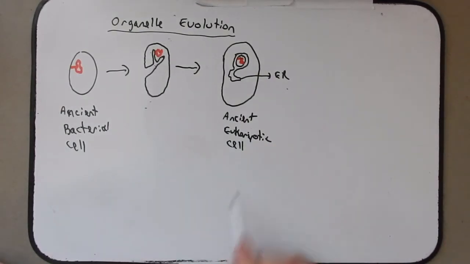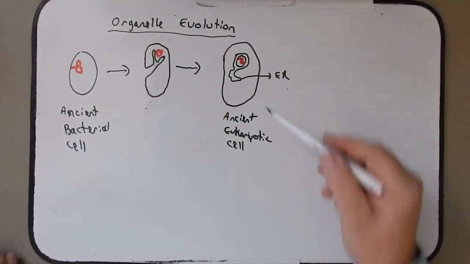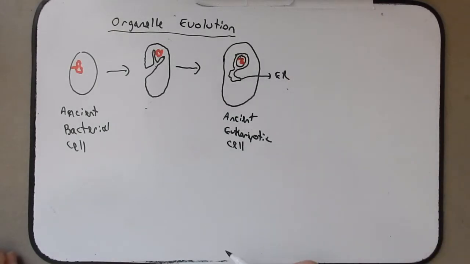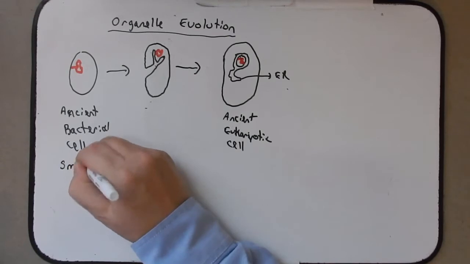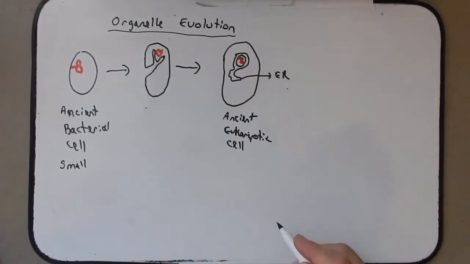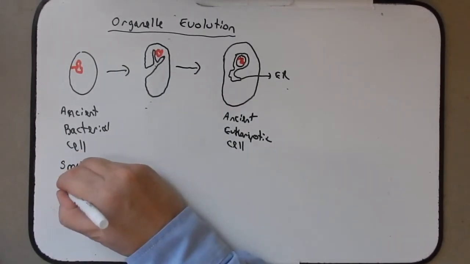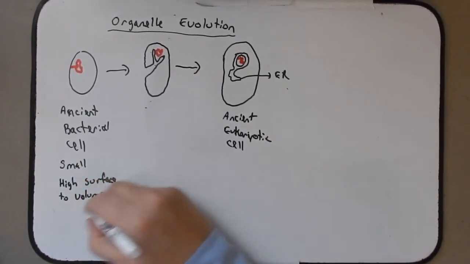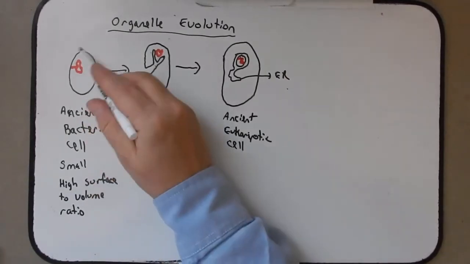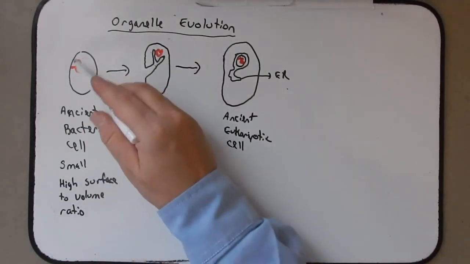So why did this occur? It could have been random, but your book poses an interesting explanation as to why a need arose to develop these internal membrane structures and to compartmentalize some of the reactions. Now remember, a bacterium cell is small in comparison to a eukaryotic cell. Because of its small size, it has a high surface to volume ratio. They can accomplish a lot of tasks within this limited size structure.